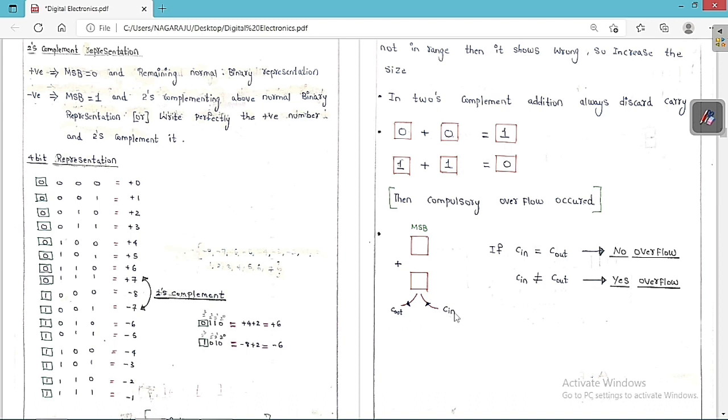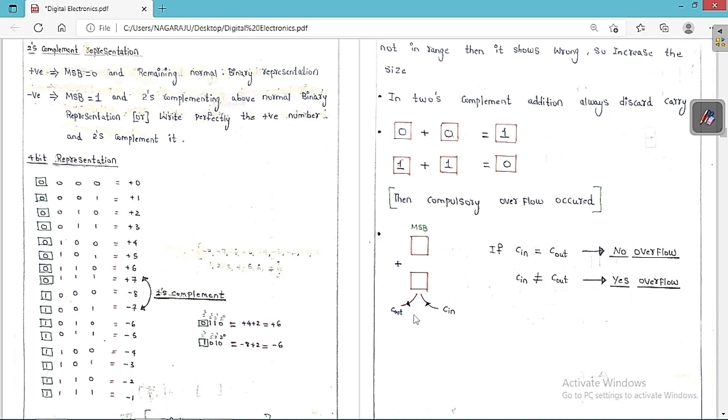Listen carefully. This is the input carry to this stage, and this is the output carry. If the input carry is equal to the output carry, there is no error, or simply no overflow. If both are not equal, then definitely you are going to get some error, or some overflow has occurred. This is important to understand. Whenever the input carry and output carry are equal, there is no overflow. No overflow means no error.